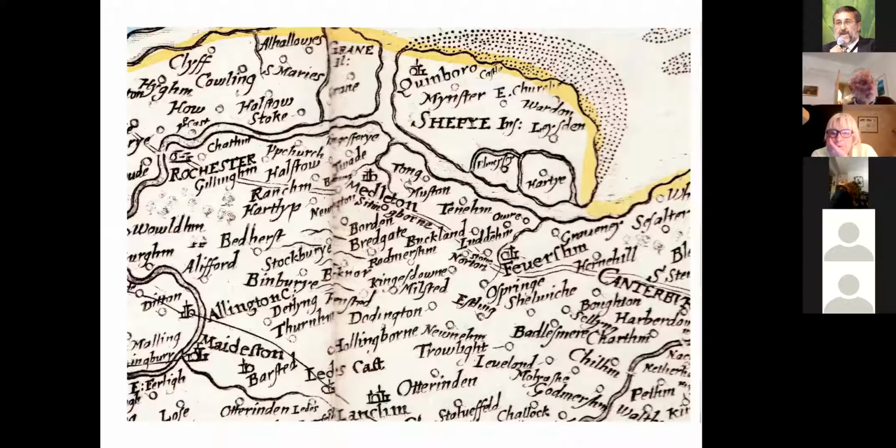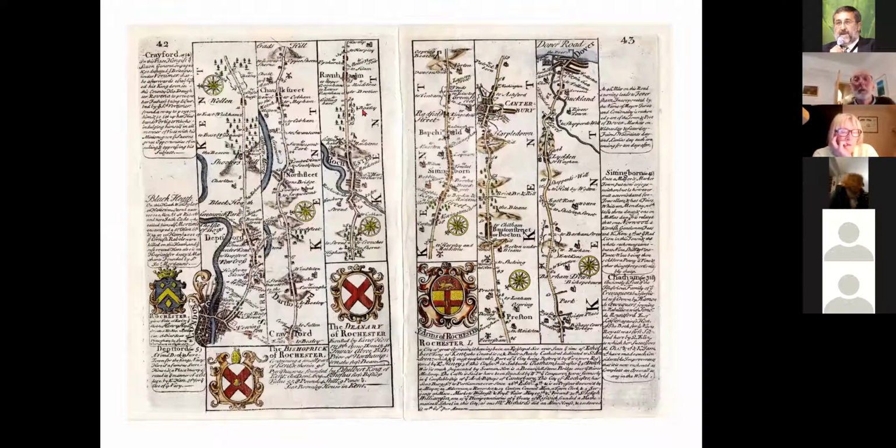If we move on to this type of map, this is what is called a strip map. And the original creator of the strip map was a man called John Ogilby, who created his maps in 1720, maps of the whole of England.